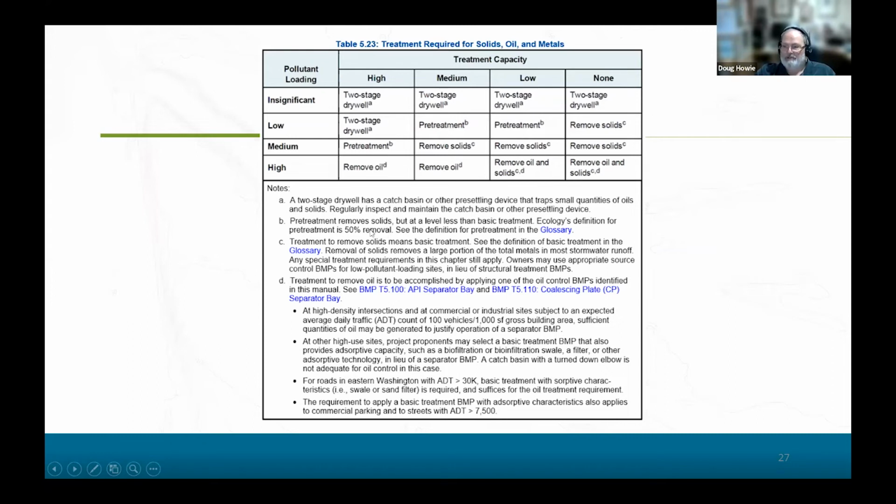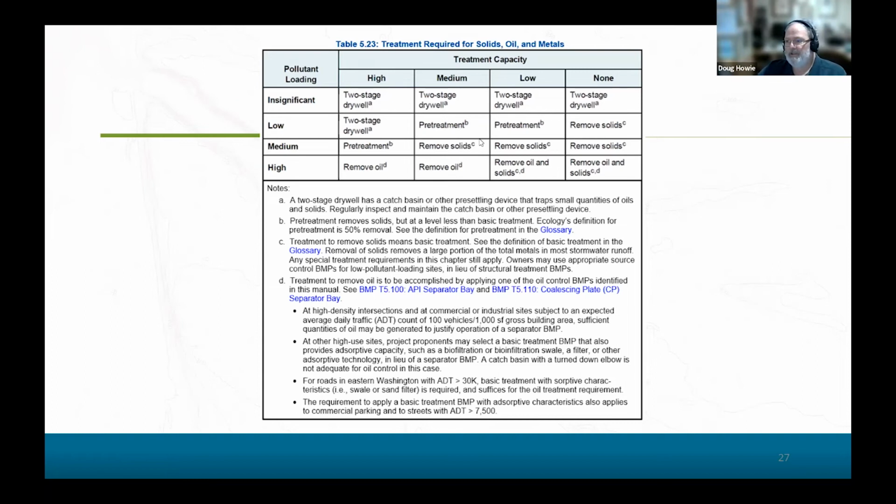And so we have specific BMPs that can meet basic treatment. Hydrodynamic separators, for example, meet basic treatment. Catch basins with downturned elbows don't meet basic treatment. We included that as a two-stage dry well, a catch basin with a downturned elbow. This used to say none, and in the WAC, this says none. We've changed that in the manual to a two-stage dry well because we're trying to protect the UIC. This helps us with maintenance.